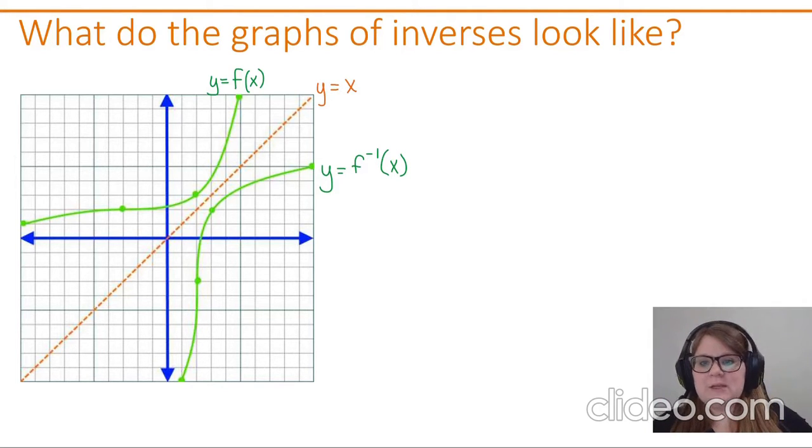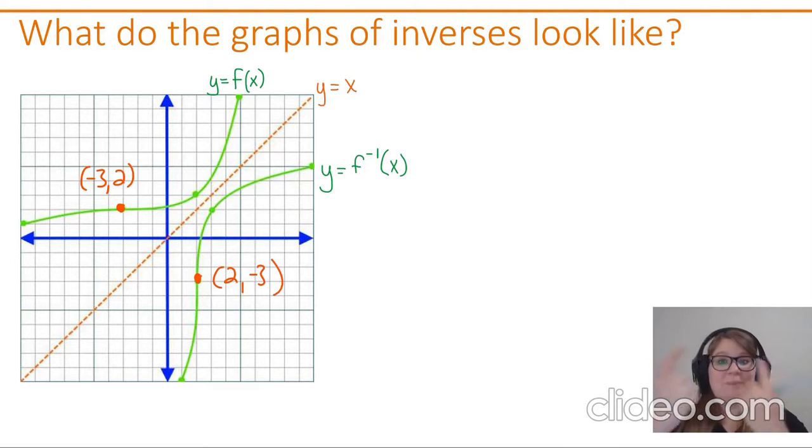For example, take a look at this point right here. This is the point -3, 2. Well, if you look at the inverse function, you're going to notice that the point 2, -3, where literally you've just swapped the x and the y, is on that inverse function.